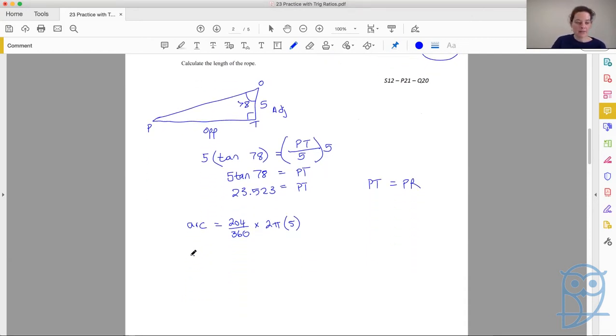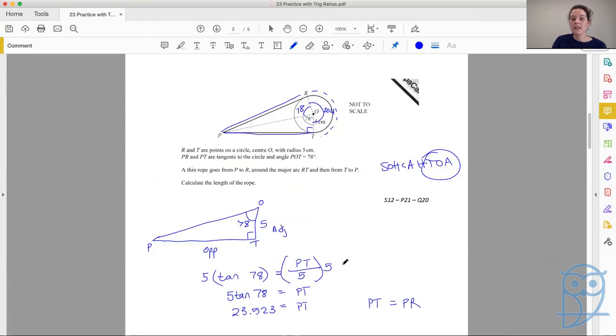So when we calculate that, our arc equals 204 over 360 times 2 pi times 5. It equals 17.802. And again, we want those extra decimal places for our next calculations. So then we would have the rope length is going to equal PT plus PR. So 2 times 23.523 plus the arc, 17.802, which is going to give us 64.8 centimeters, because now we're going to round to 3 significant figures, and this was all in centimeters.